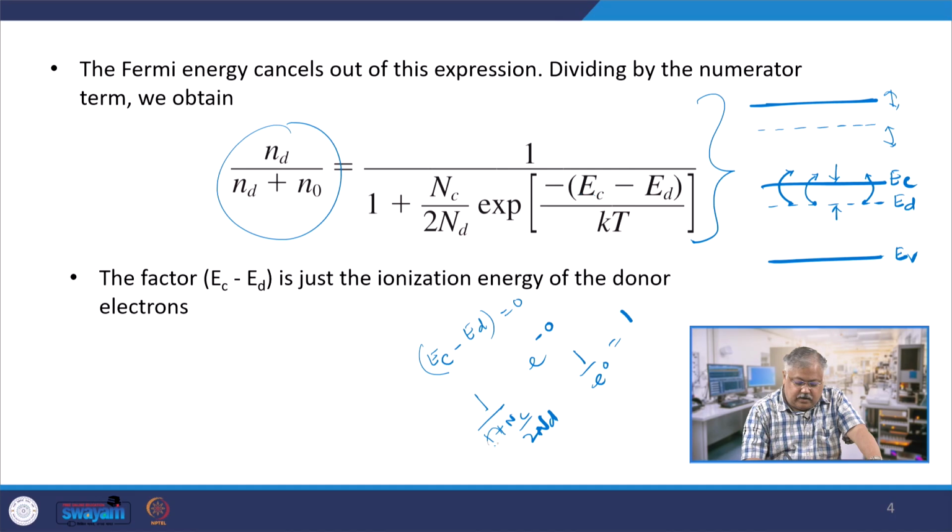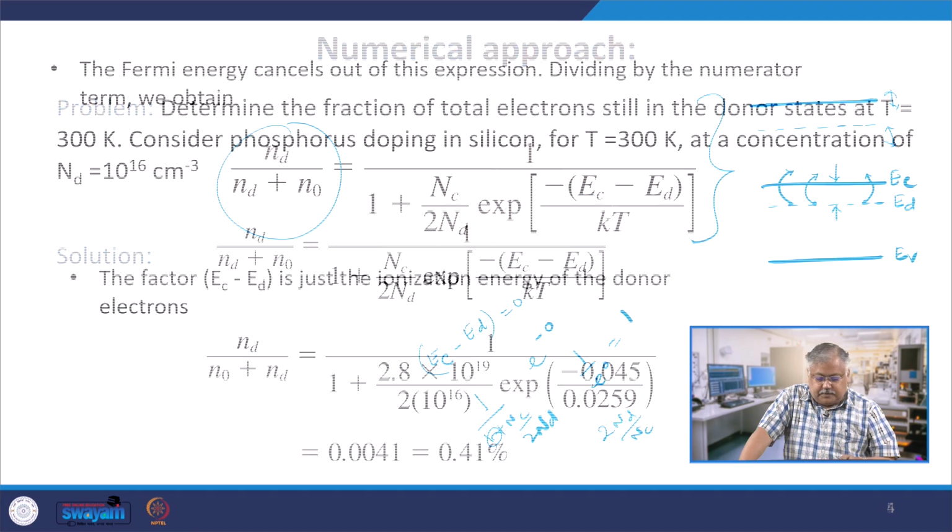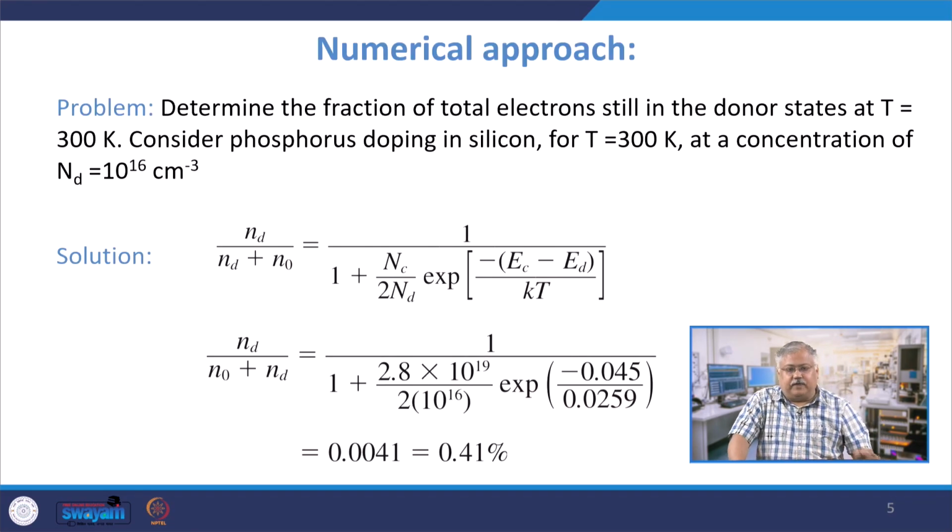Right. If I remove this, I get 2 Nd by Nc as the value at T equals to, at Ec equals to Ed. That is the Nd upon Nd plus N0, right, and that is the standard way of looking at it. Now let us look at a numerical problem and see how the fraction is.